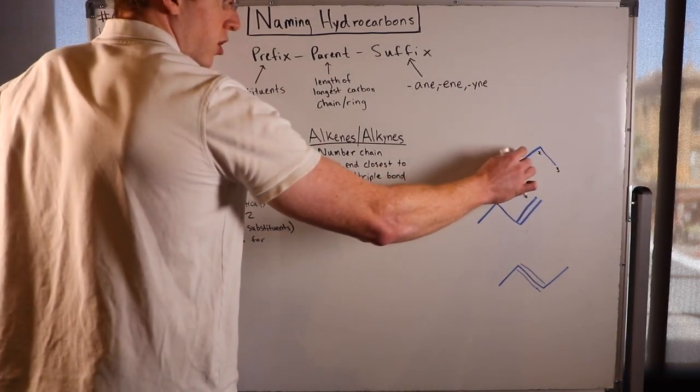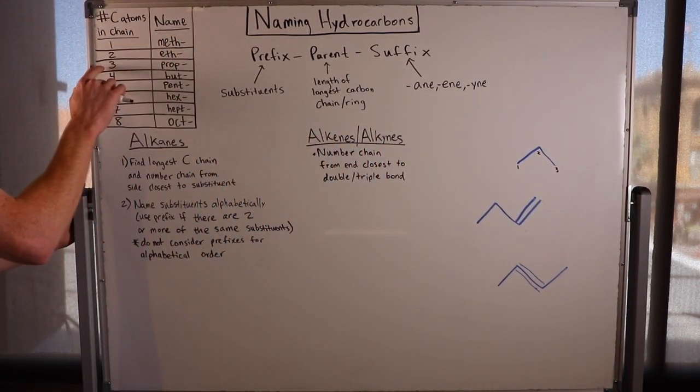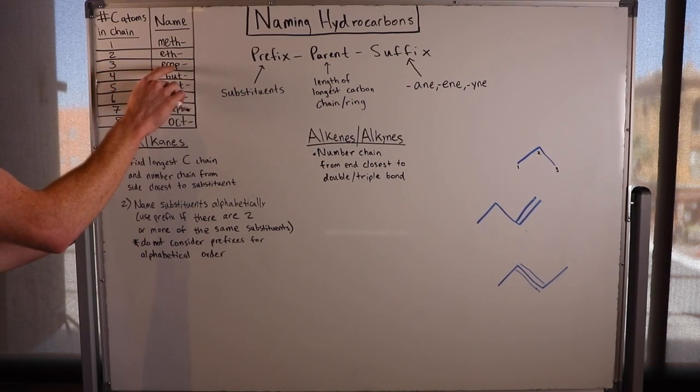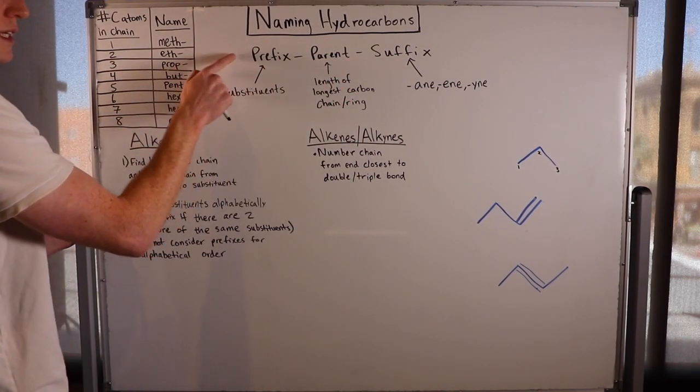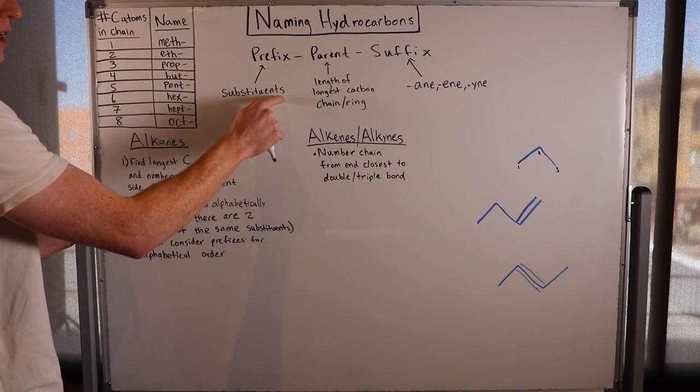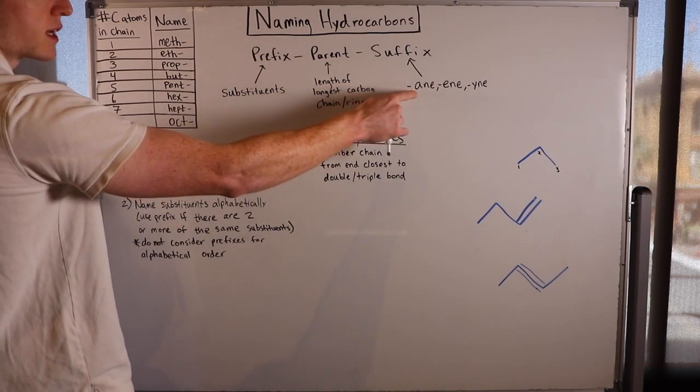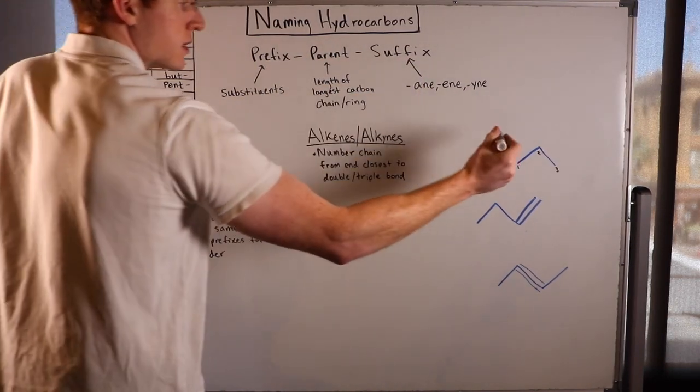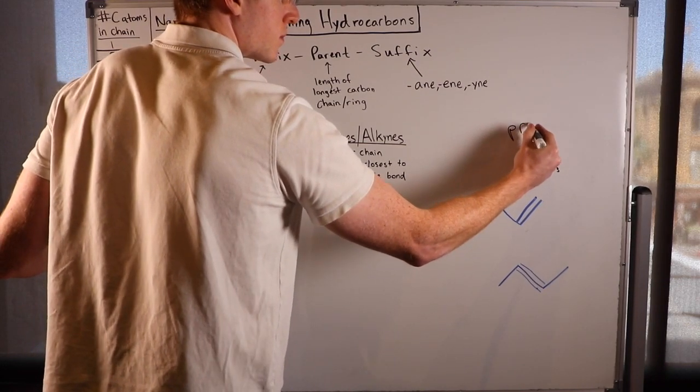So we see we have 3 carbons here in our chain, so that means this is prop, that's the parent. Remember, we didn't need the prefix because this is for substituents, so prop, and then it's an alkane, so propane. So this is propane.